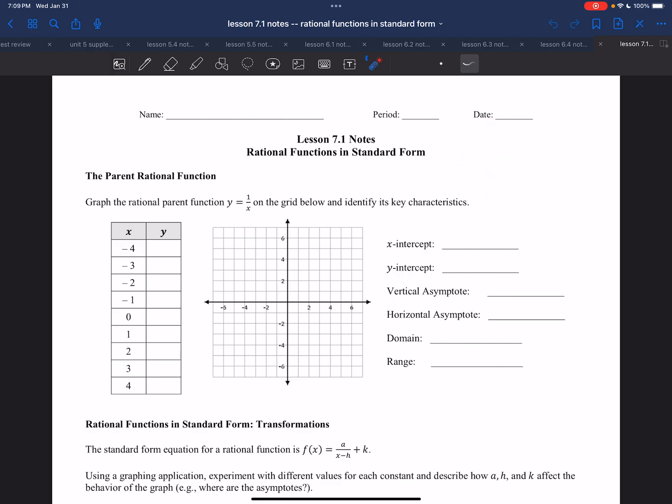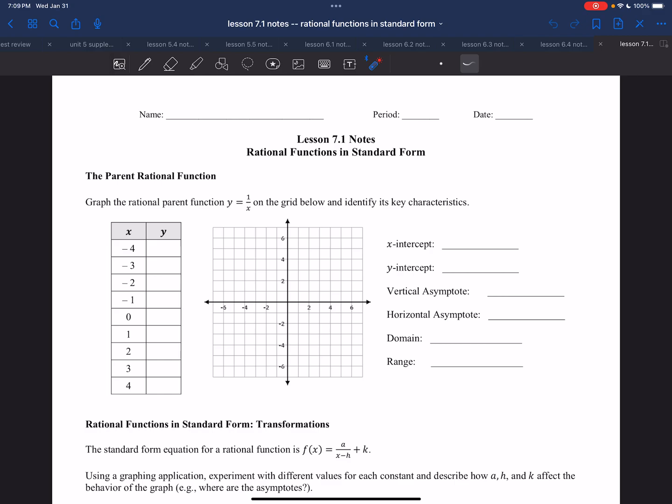If I shift it up and down, left and right, we're going to talk about asymptotes and end behavior and things like that. We'll also introduce the general form of a rational function, which we write as two polynomials being divided. I'll say more about that later, but that's the premise of this video.